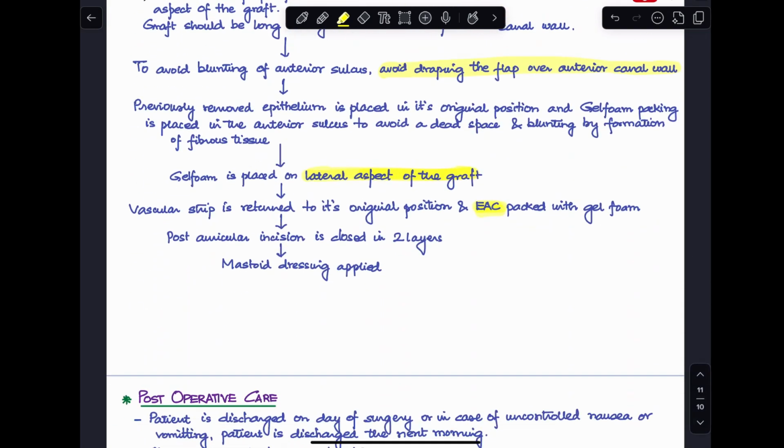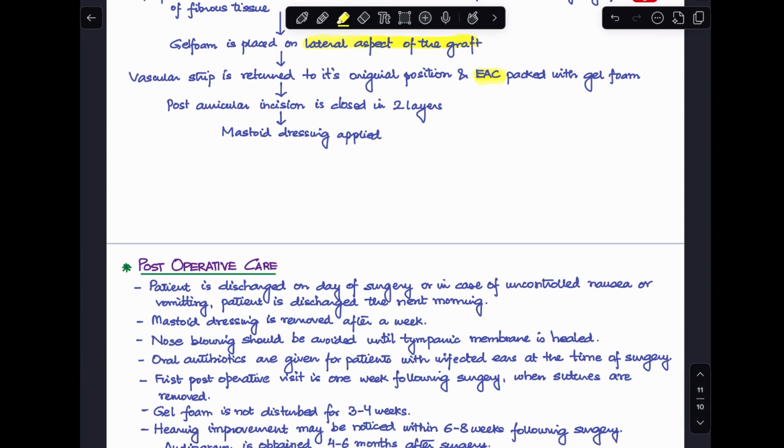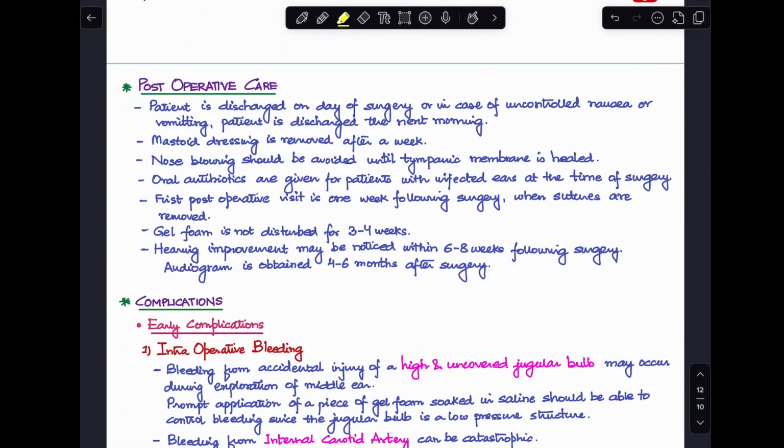Now that we know the steps of the surgery, what do we do in the post-op care of the patient? Patient is usually discharged on the day of the surgery itself, or in case of uncontrolled nausea or vomiting, you can discharge the patient the next day. Mastoid dressing gets removed after a week. The first visit that the patient makes to you is after 7 days of the surgery, when you remove the mastoid dressing and you also remove the sutures.